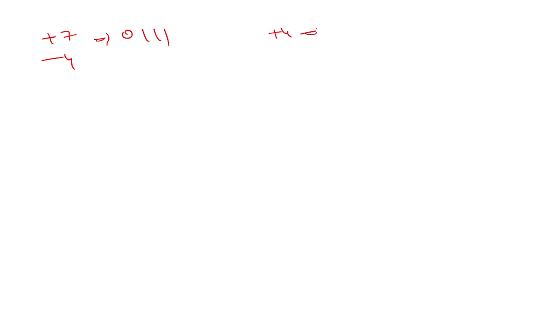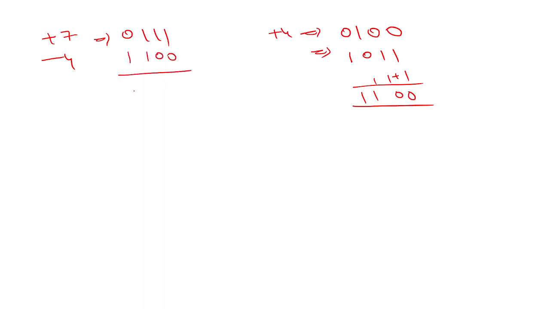Okay, plus 4 is what? 0, 1, 0, 0. Its one's complement is 1, 0, 1, 1. Now you add plus 1 to this. So this is 1, 1, 0, 0. Now you add these two. Okay. Now this is plus 3. I'm just choosing the number such that there is no overflow.